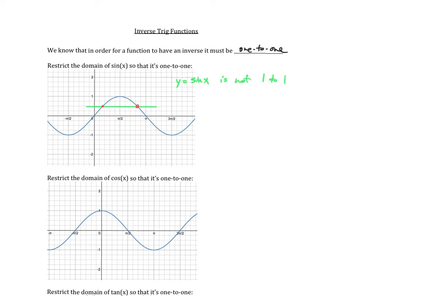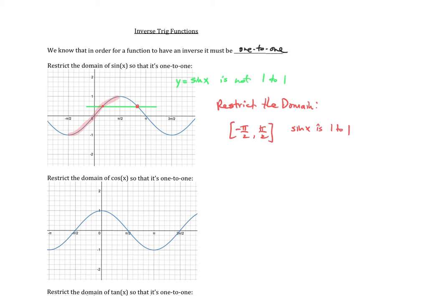So what we want to do is we want to restrict the domain so that it is 1-to-1. So let's take our red highlighter and we'll restrict the domain from negative pi over 2 to pi over 2. And if I restrict the domain from negative pi over 2 to pi over 2, then this means our sine of x is 1-to-1 on that restricted domain.